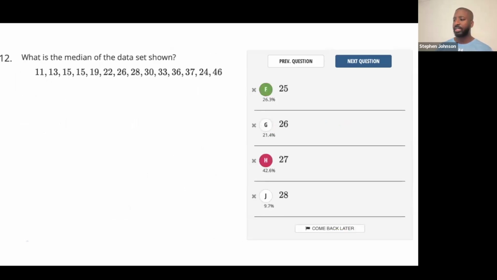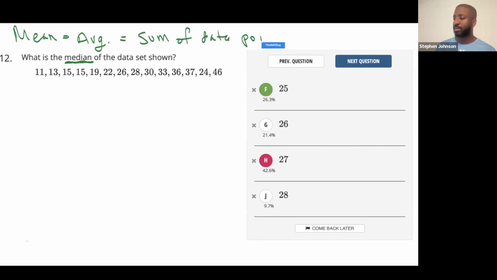So this next question here is, what is the median of the data set shown? A lot of students make mistakes here because they mix up the word median with mean. So let's just do a little bit of review. So mean equals average, right? So an average equals the sum of, I'll call it data points, divided by the number of data points. I'll say DP for data points, all right? That's how you find the average.